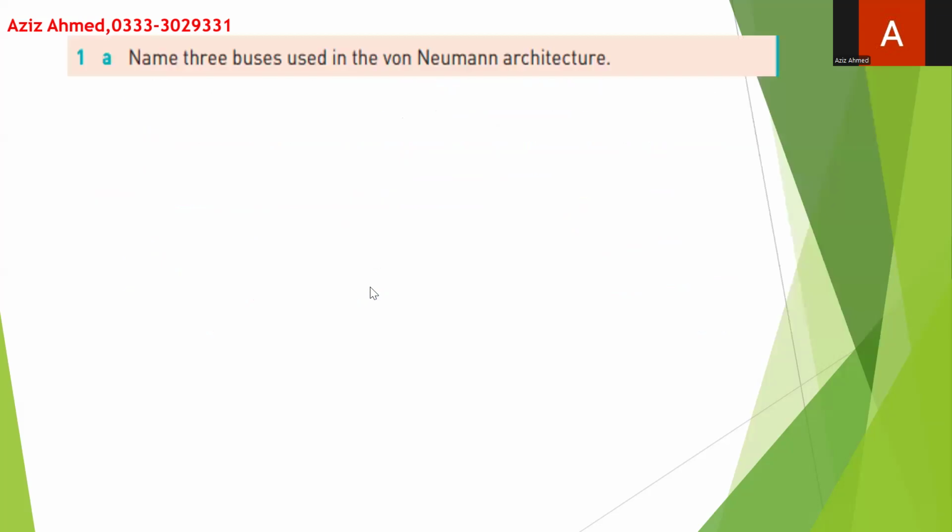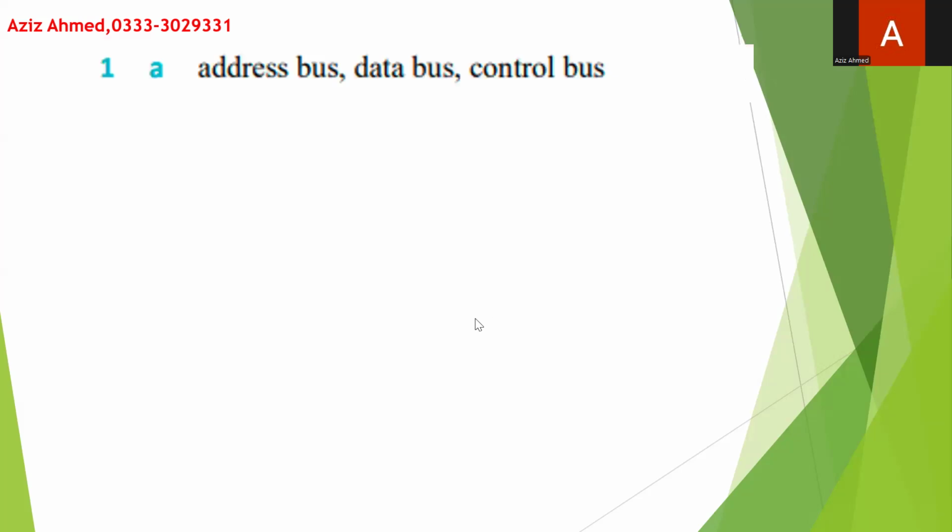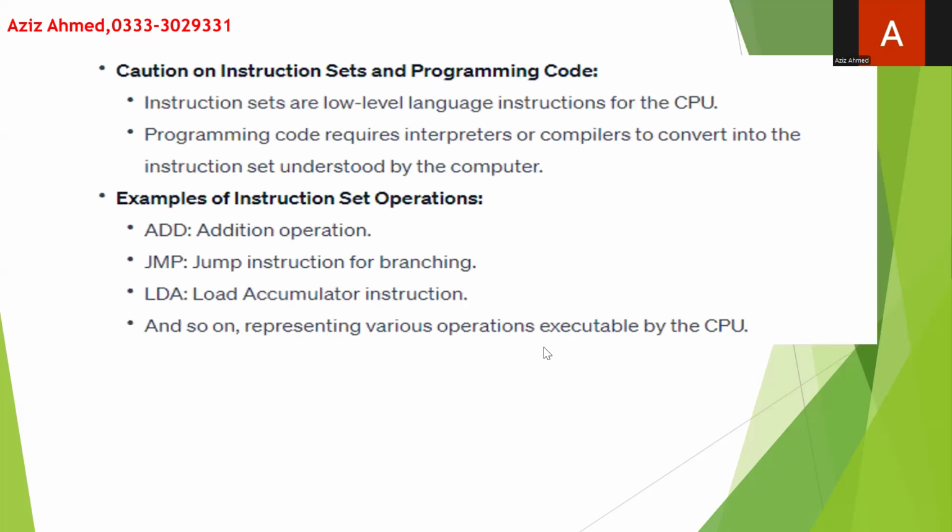Now see here. Name three buses used in the von Neumann architecture. You remember? Yes. Which ones? The data bus, address bus, and control bus. Control. Good, you are right. Can you go to the previous page? This one? Yes.